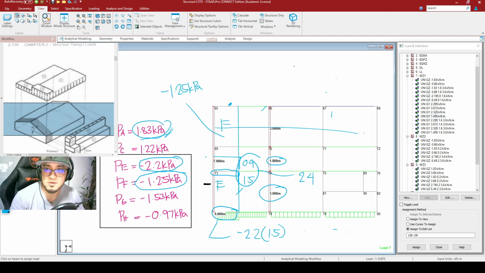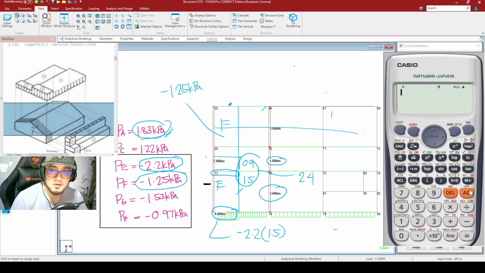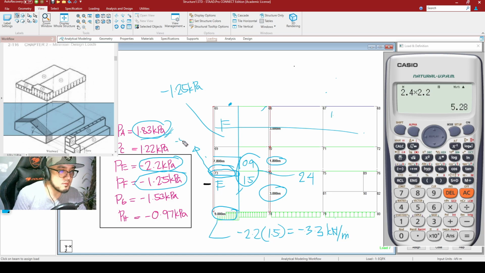So what I am going to do right now is compute their line loads. Looking at the calculator on your right, negative 2.2 times 1.5 is now equal to negative 3.3. So this is to be negative 3.3 kilonewtons per meter. And as for this beam right here, this is to be equal to 2.4 times 2.2. So that is to be equal to negative 5.28.